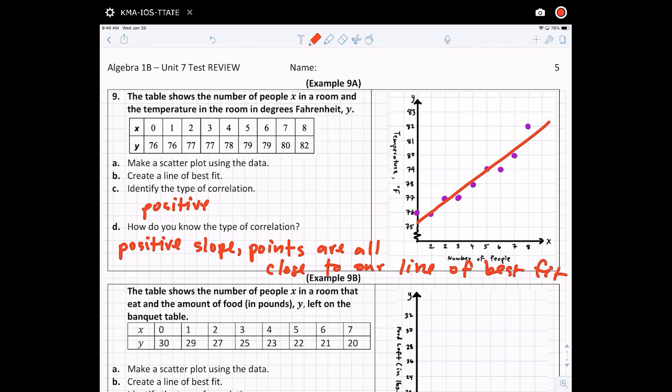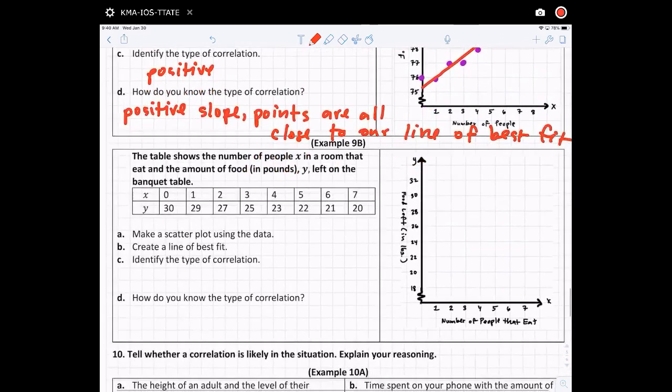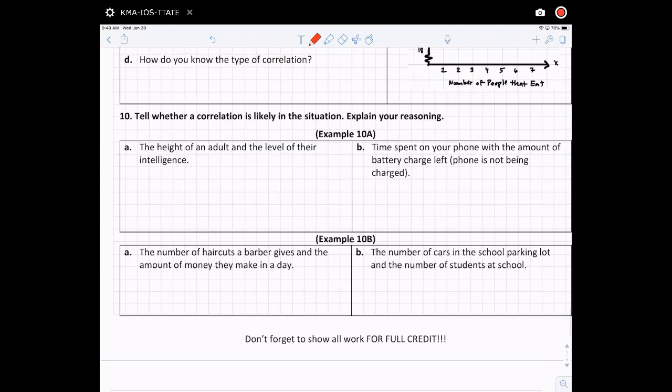And it could just be more of a coincidence. If it's a coincidence, it may be correlated, but it may not actually be what caused it. And I think they talk about causation in the very last section that you guys do, if you haven't gotten to it. Okay? All right, number 10.